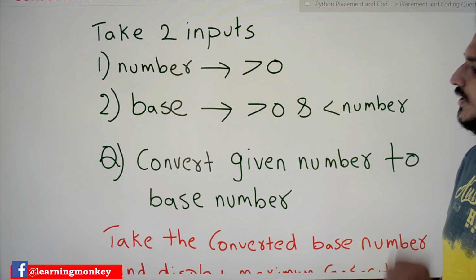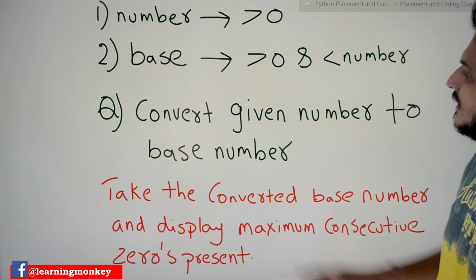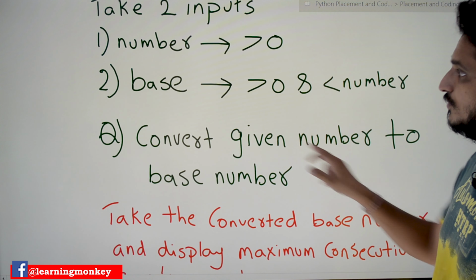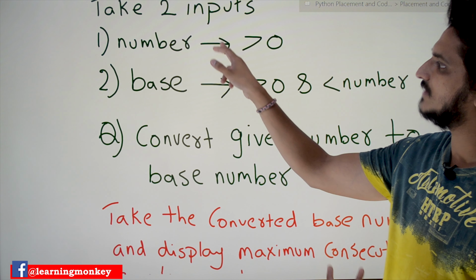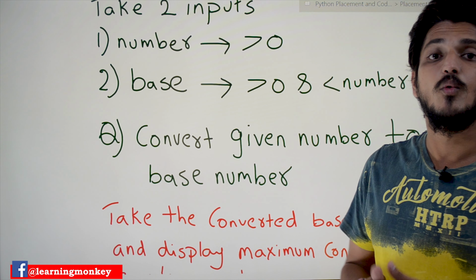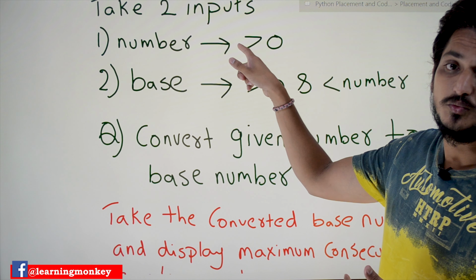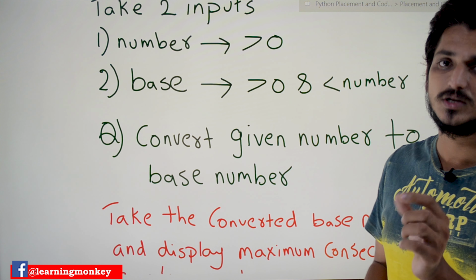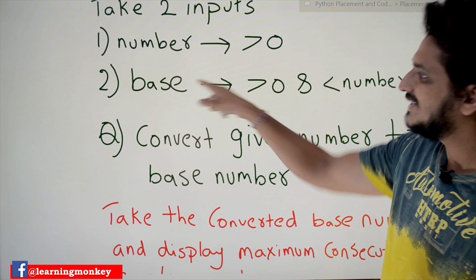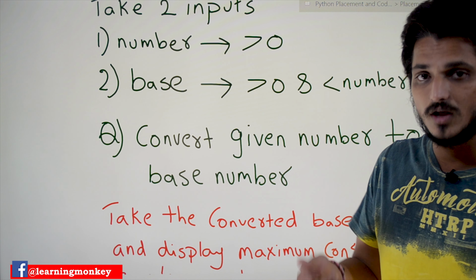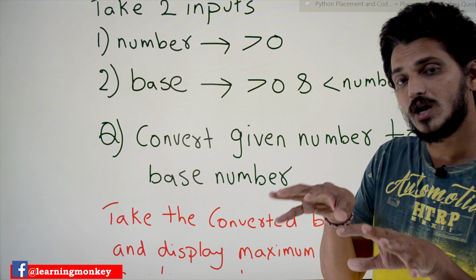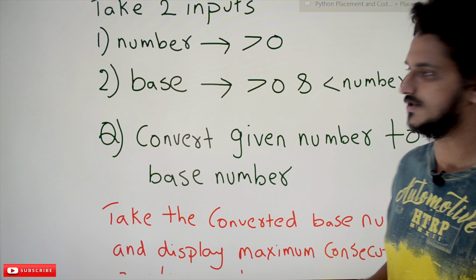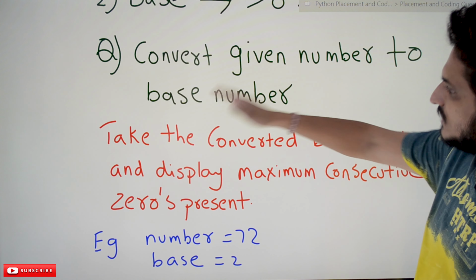The question they are asking here is to convert the given number to the base number. For example, if you take the number as 72 and the base as 2, we have to convert this decimal number to base 2, that is, binary. If the base is given as 8, we have to convert into octal. If the base is given as 5, we have to convert our decimal number into a base 5 number. That is what they are trying to ask.